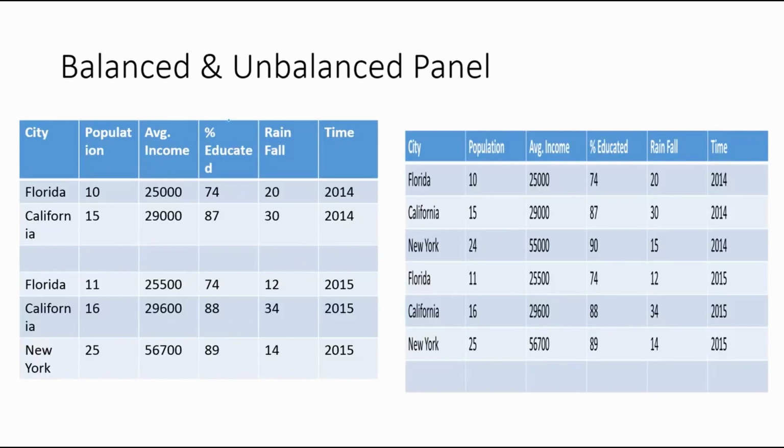Panel data can be categorized into two types. One is balanced panel data and the other one is unbalanced panel data.